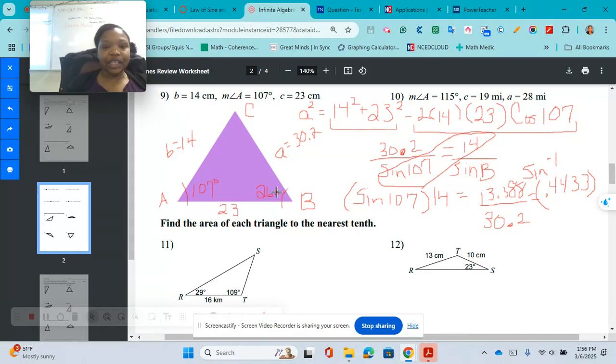And we're only missing one more angle. How can we get that last angle? Subtract those angles from 180. Let's not work hard. Let's work smart.